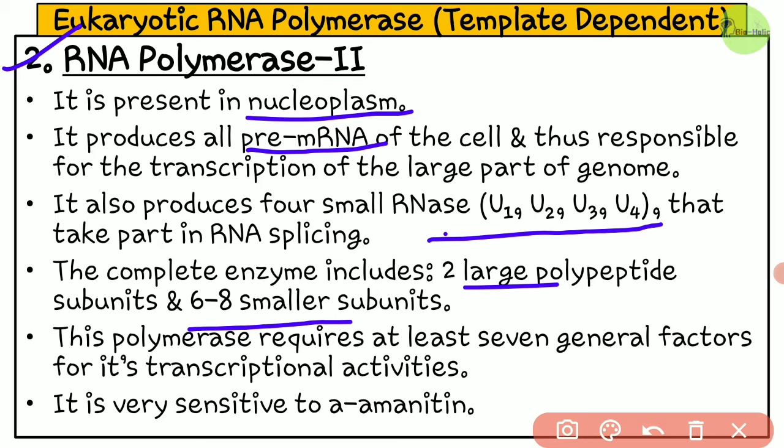This RNA polymerase 2 requires at least 7 general factors for its transcriptional activities, and it is very sensitive to alpha amanitin, which is an important point.